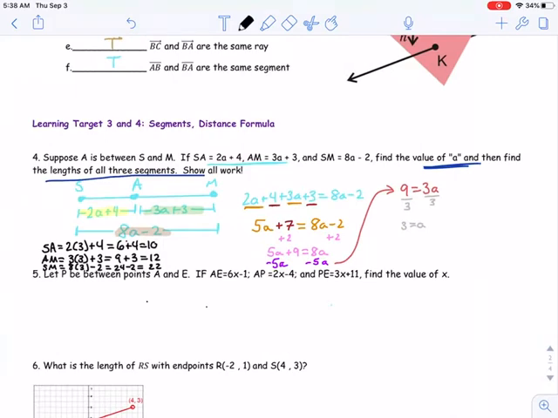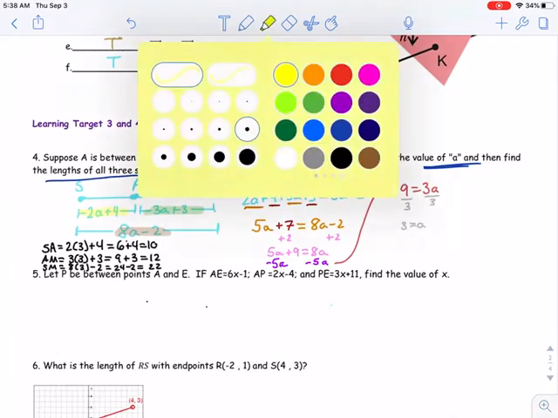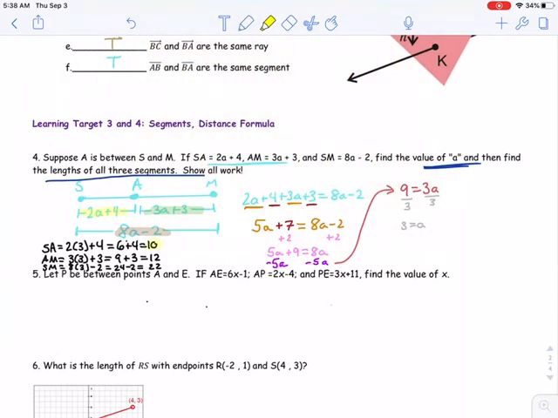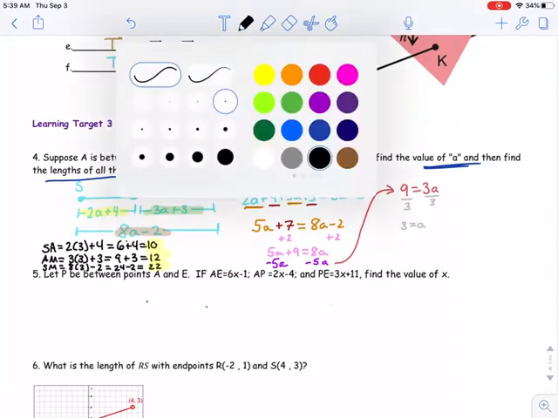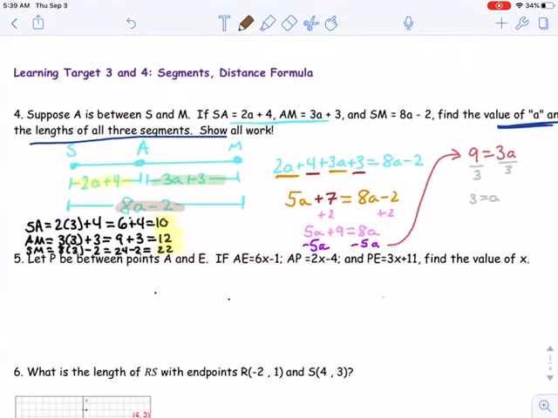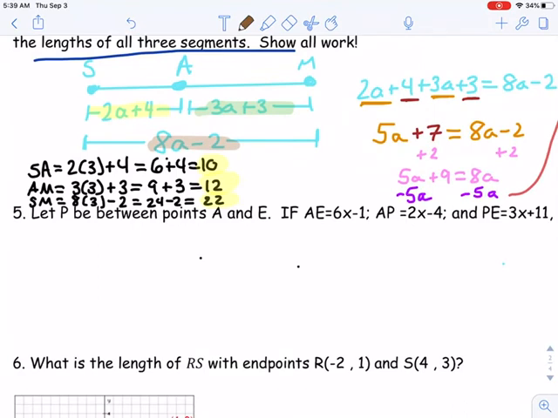By plugging in our answer, we saw 10 plus 12 equals 22. Checks out. The two smaller segments added up to equal the bigger one. Hooray, math. All right. Same thing down here. Draw a picture. Doesn't matter how simple the problem looks, draw a picture so you don't get tricked.